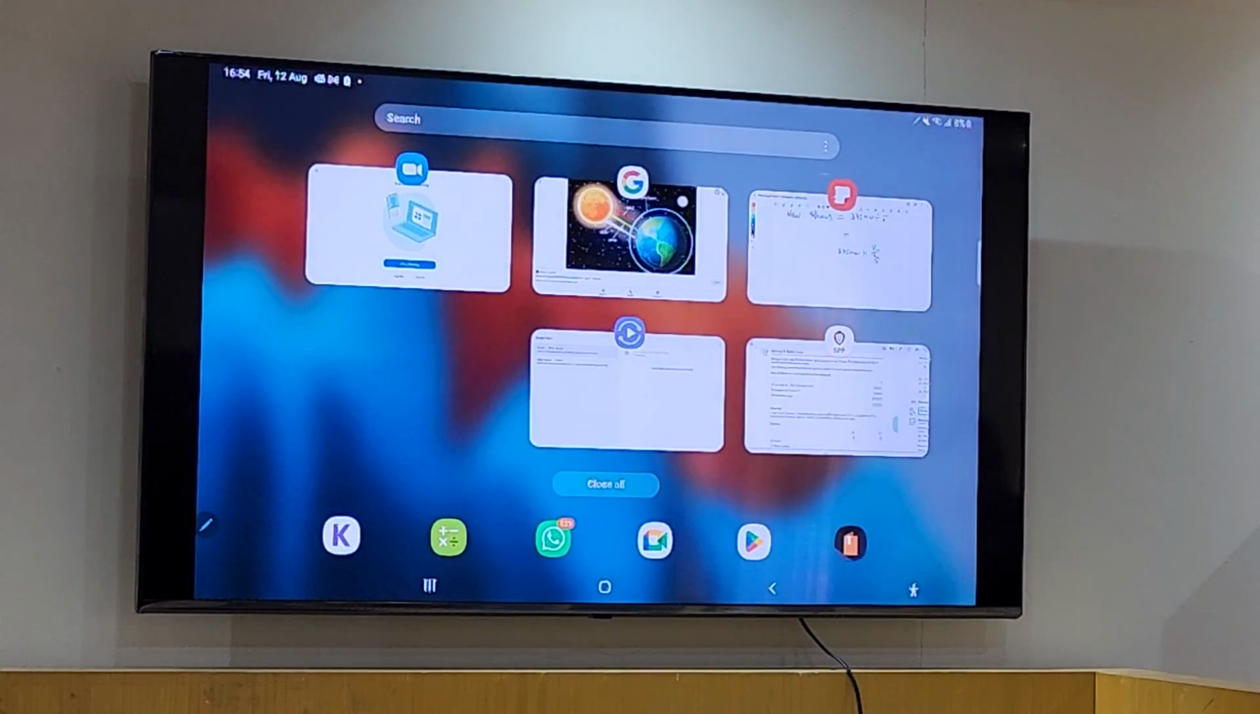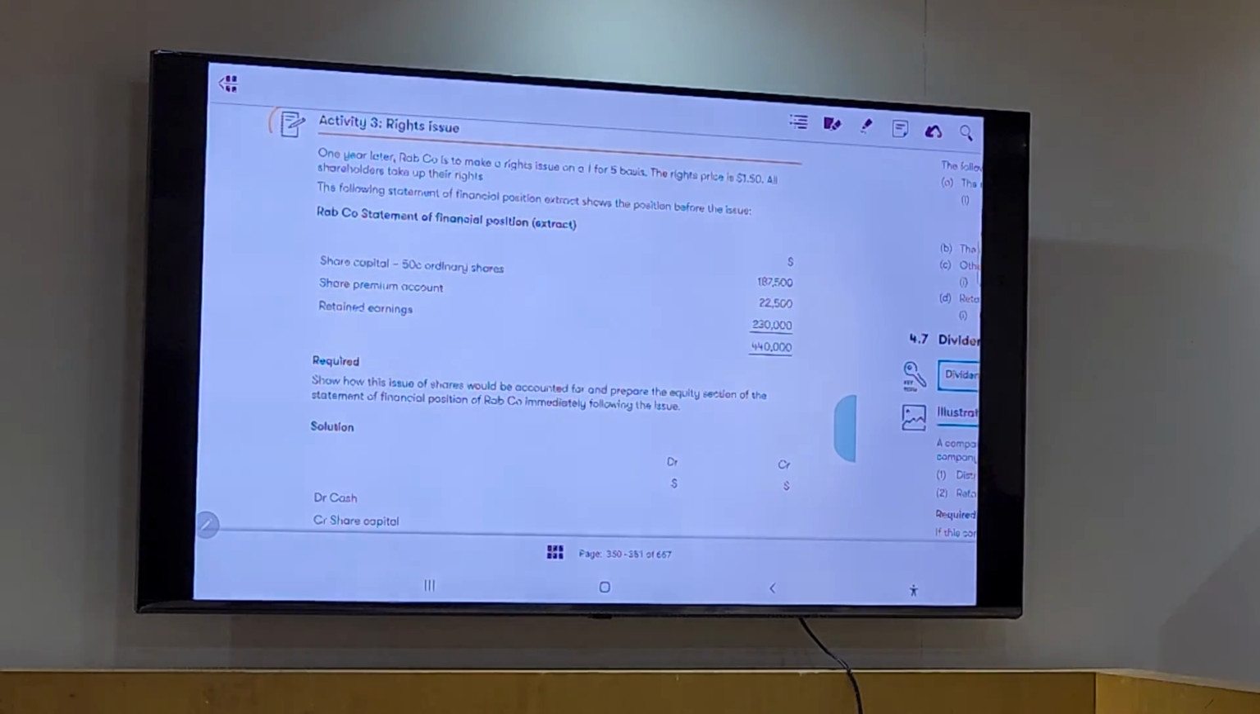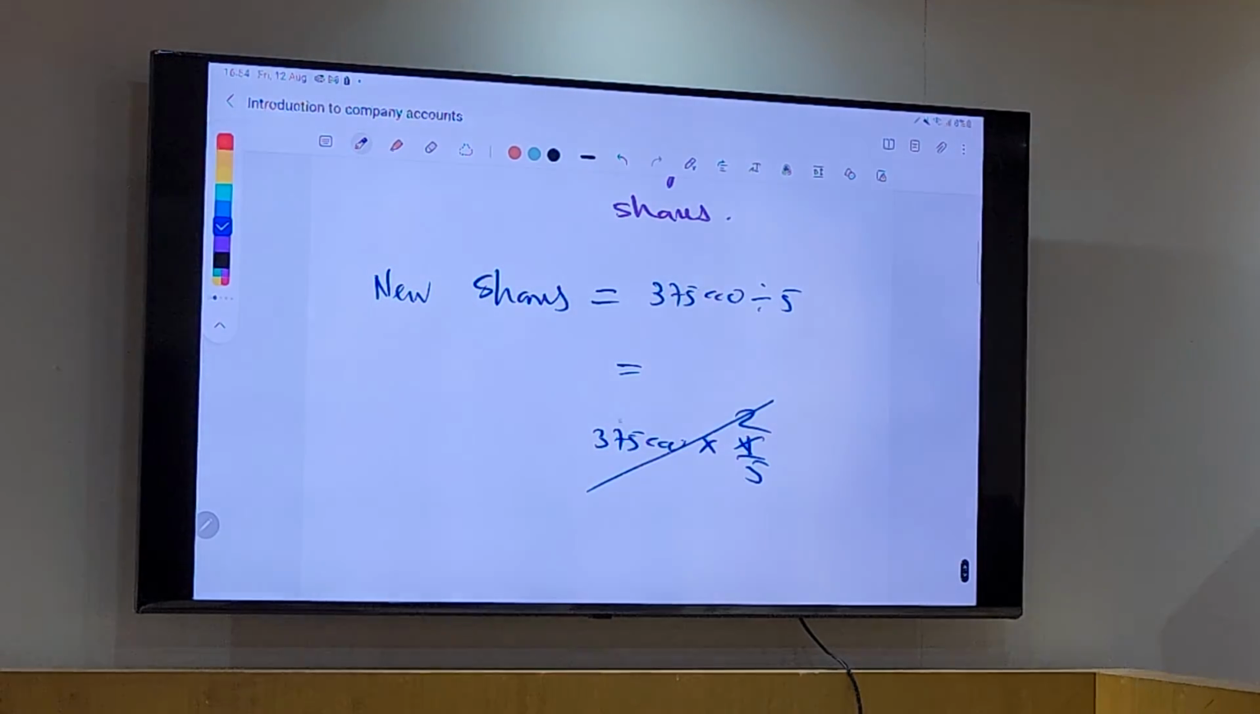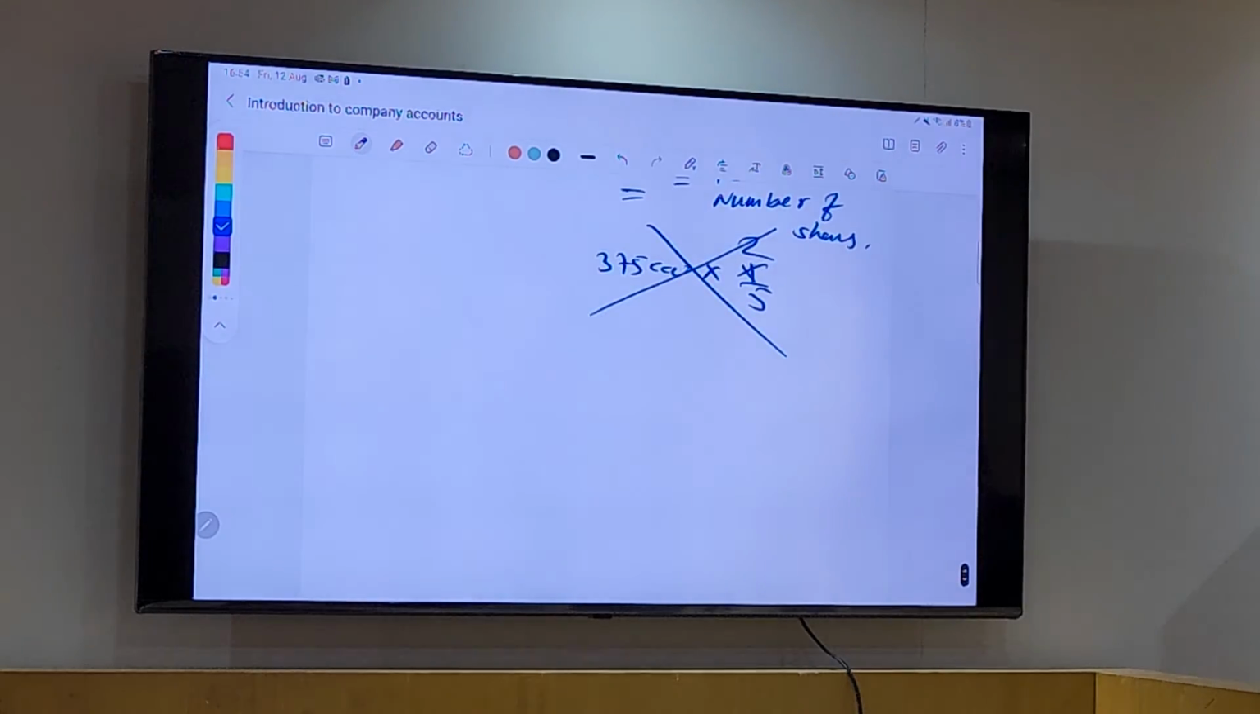Okay, so what is the answer then? 75,000. 75,000 what? Coconuts? Shares. Number of new shares. Now, what is the rights price? 1.5. Do we know the rights price? 1.5. Therefore, how much cash will I receive? 75,000 into 1.5. How much is that? 112,500.